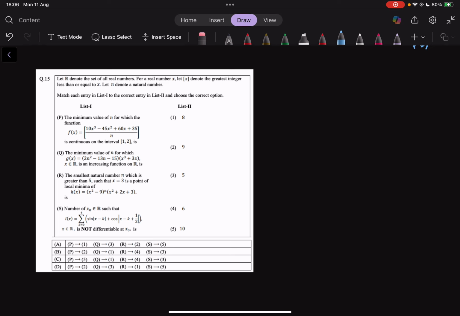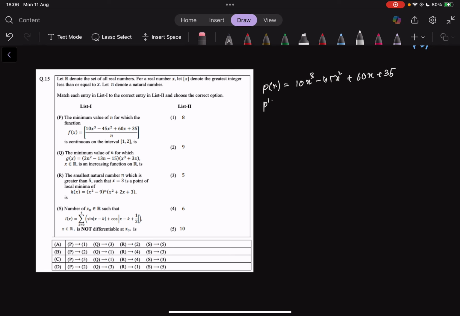is continuous. Now, a function involving a greatest integer function will be continuous only if it is the same integer throughout that interval from 1 to 2. So now, let me just take some function, some p of x, the polynomial, as 10x cube minus 45x square plus 60x plus 35.